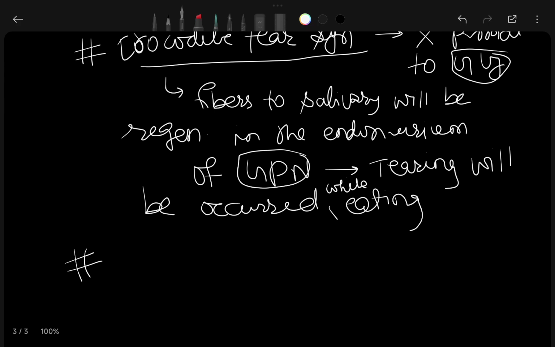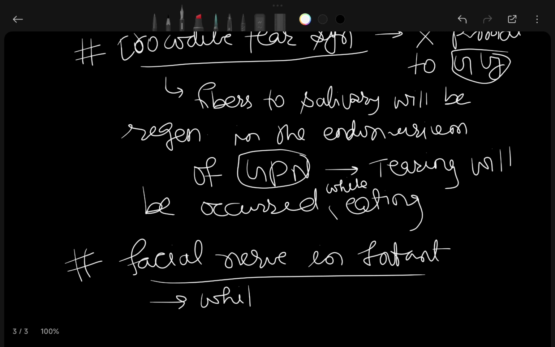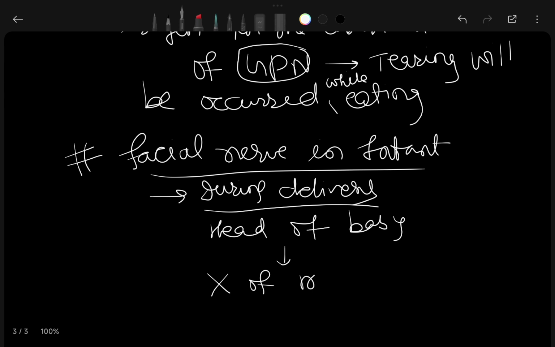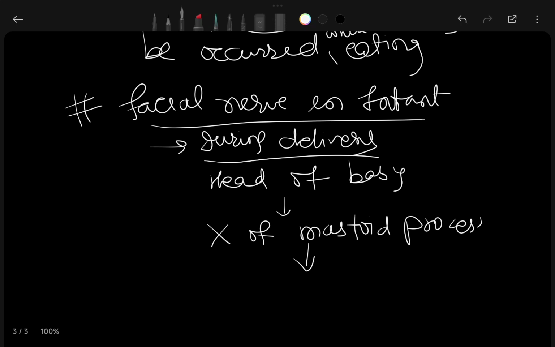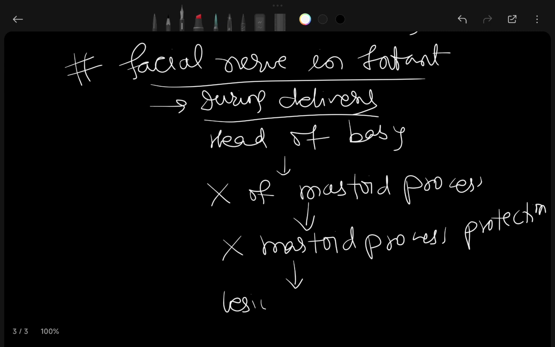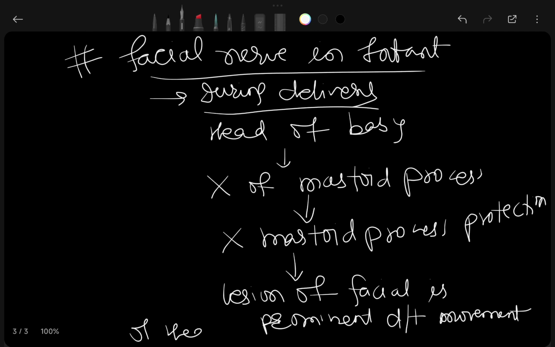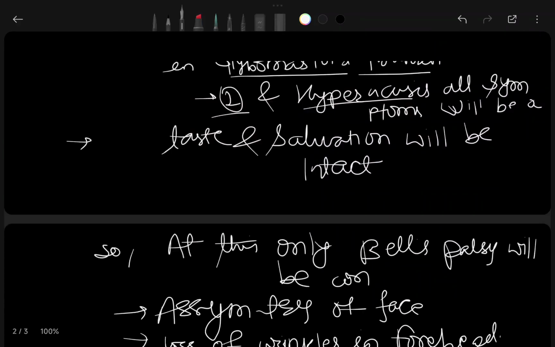And another is facial nerve palsy in infants. What actually happens in this condition during delivery? During delivery, when we move the head of the baby, as there is a lack of development of the mastoid process, the facial nerve, especially the special visceral efferent fibers below the stylomastoid foramen, is not protected by the mastoid process. The protection is absent, so it may get a lesion. So lesion of the facial nerve is prominent due to movement of the head, and Bell's palsy will occur in the baby. This is about the clinical correlations of the facial nerve and all about the facial nerve.